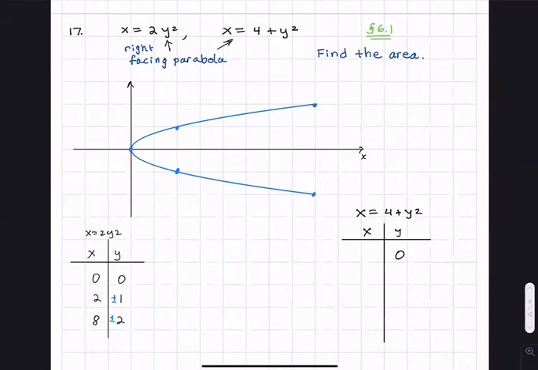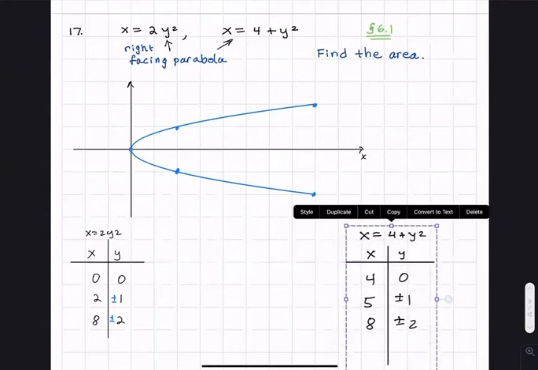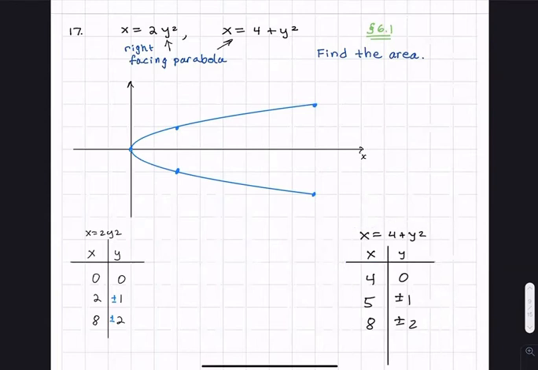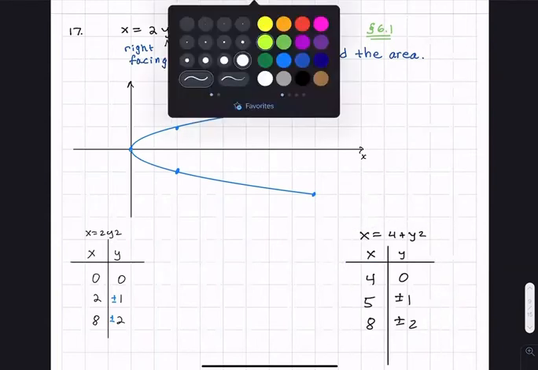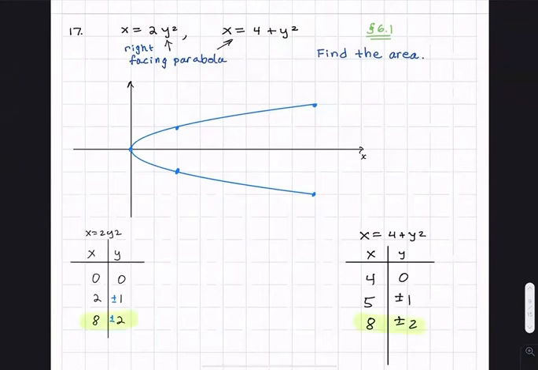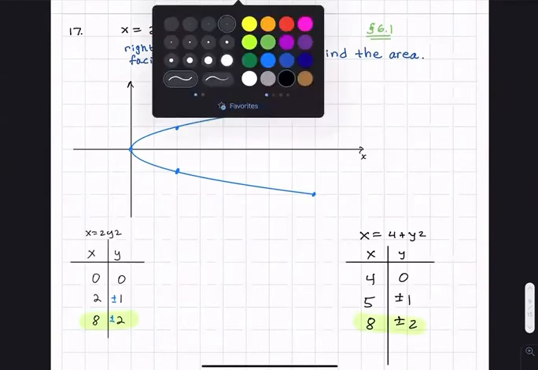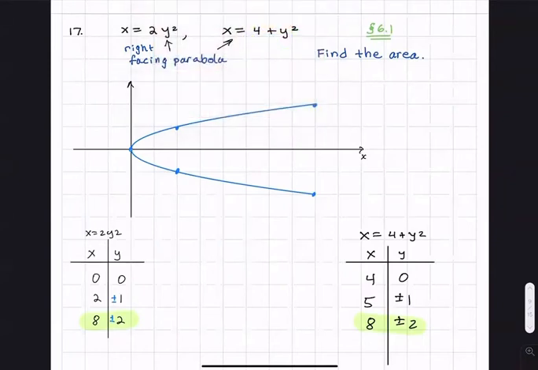So let's see, 0 squared plus 4 is 4. Plus or minus 1: plus or minus 1 squared is 1, plus 4 makes 5. Plus or minus 2: plus or minus 2 squared makes 4, plus 4 is 8. And I got what I want because I see that by sketching the graph carefully, I got these points of intersection. Also, again, I know that it's going to be a right opening parabola. It's shifted to the right by 4.